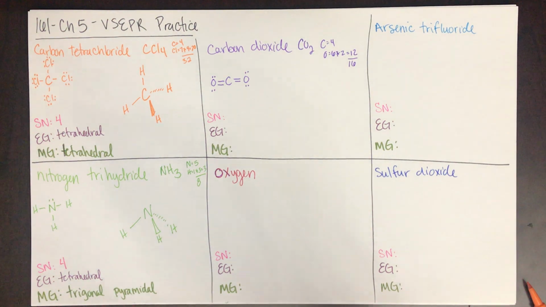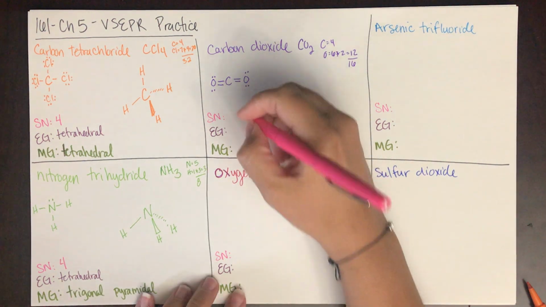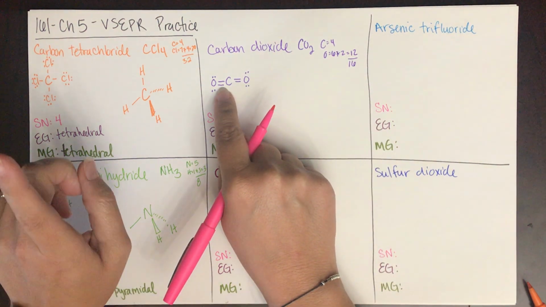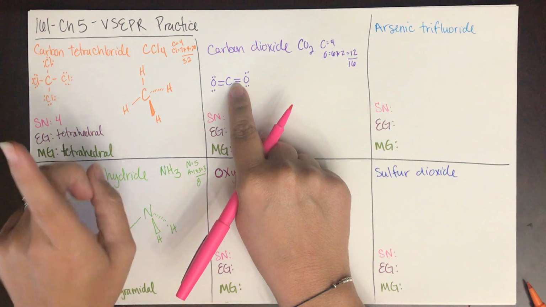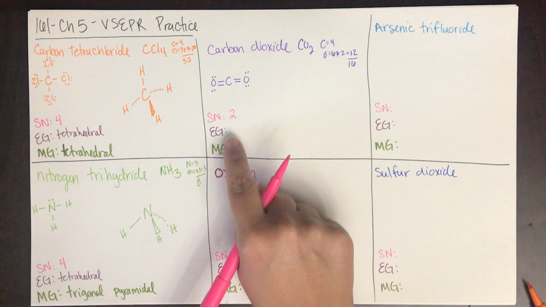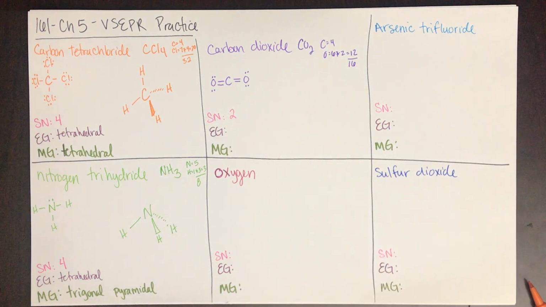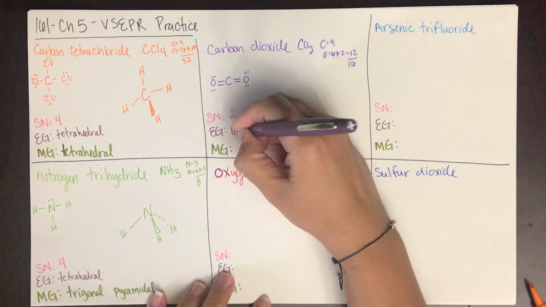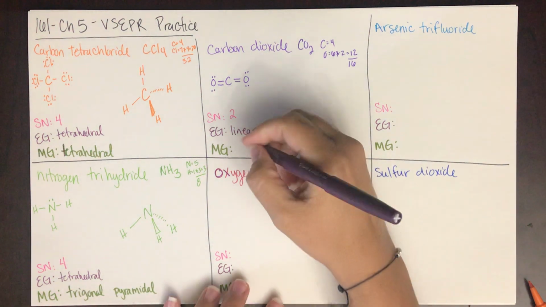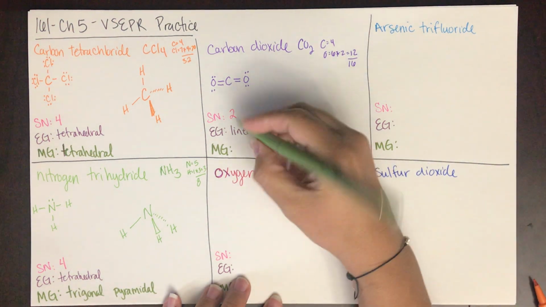So now let's see what is the molecular geometry: the steric number, electron pair geometry, and molecular geometry. The steric number here is 2. This double bond counts as 1 region. This double bond counts as 1 region. So the steric number here is 1, 2. The electron pair geometry only cares about the steric number. If you have a molecule with steric number 2, its electron pair geometry is linear. Its molecular geometry is also linear.